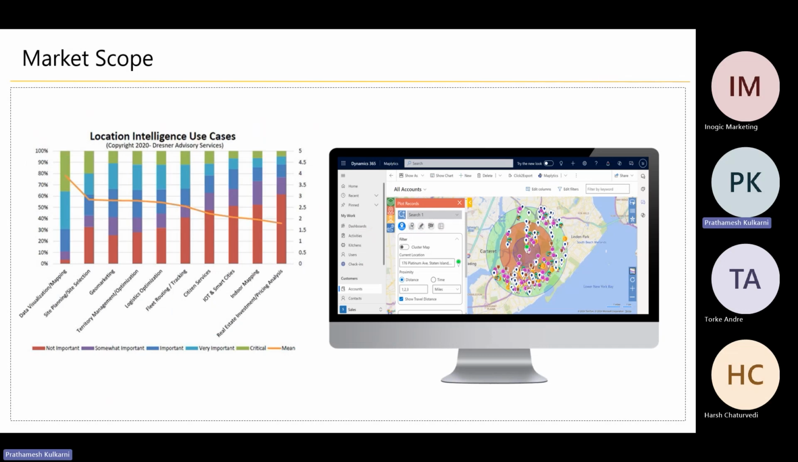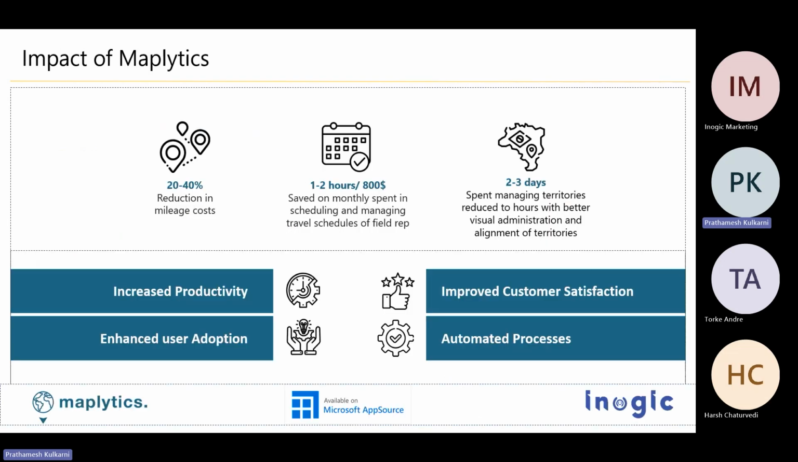Similarly, you can see here what the purpose of using location intelligence is. You can see multiple uses like client services, IoT and smart cities, real estate investment pricing analysis, geo marketing, and geo analytics. So these are the purposes why geo intelligence is used right now across the globe in multiple industries.